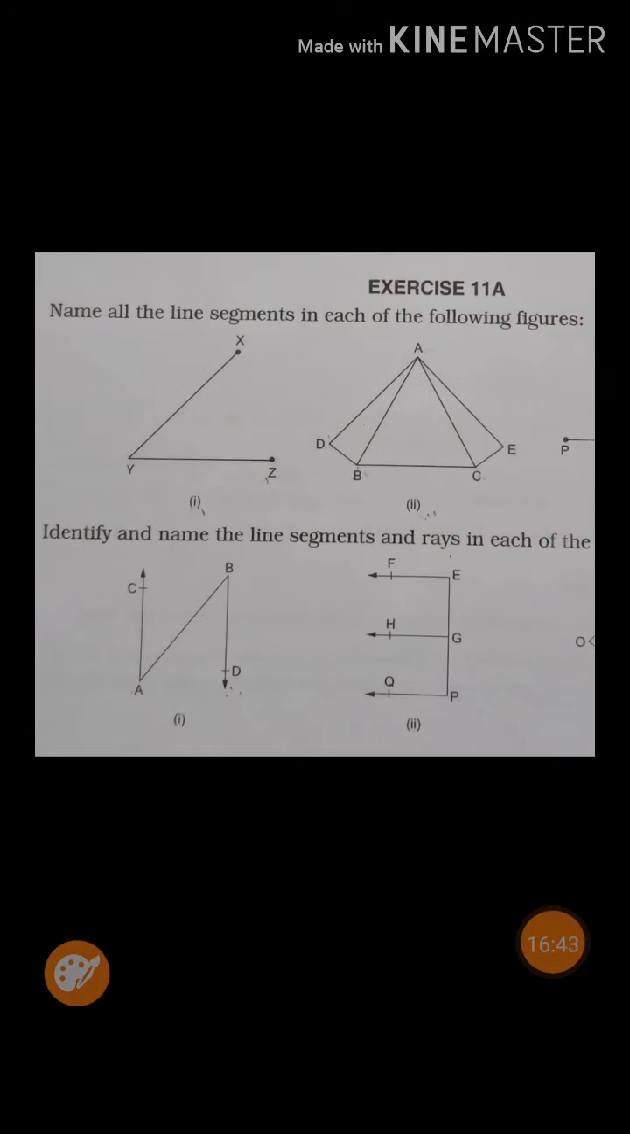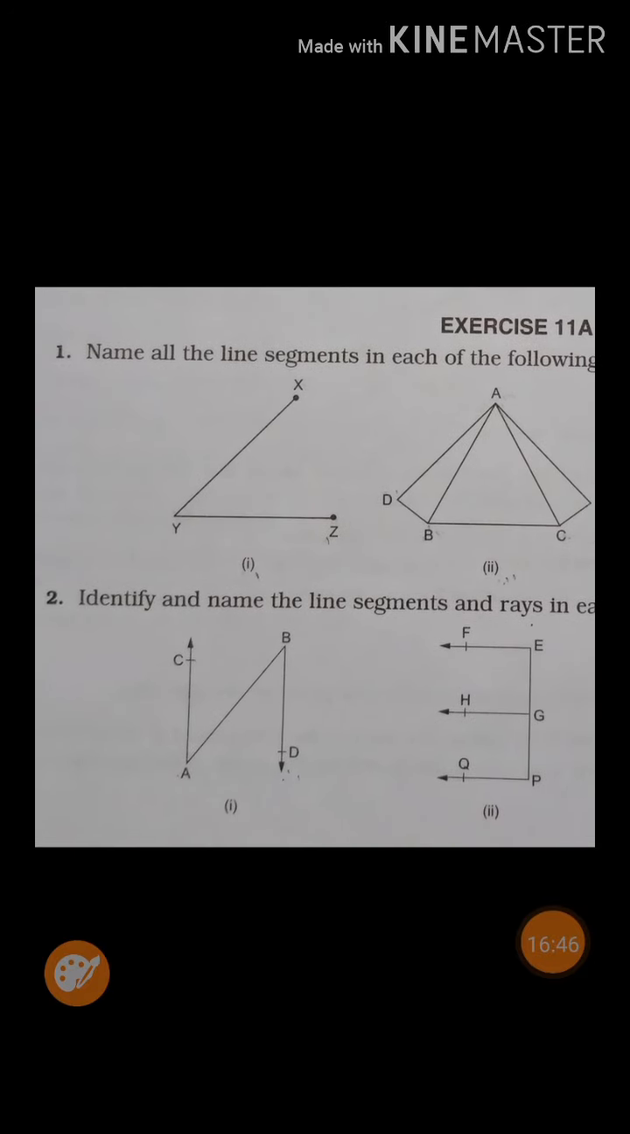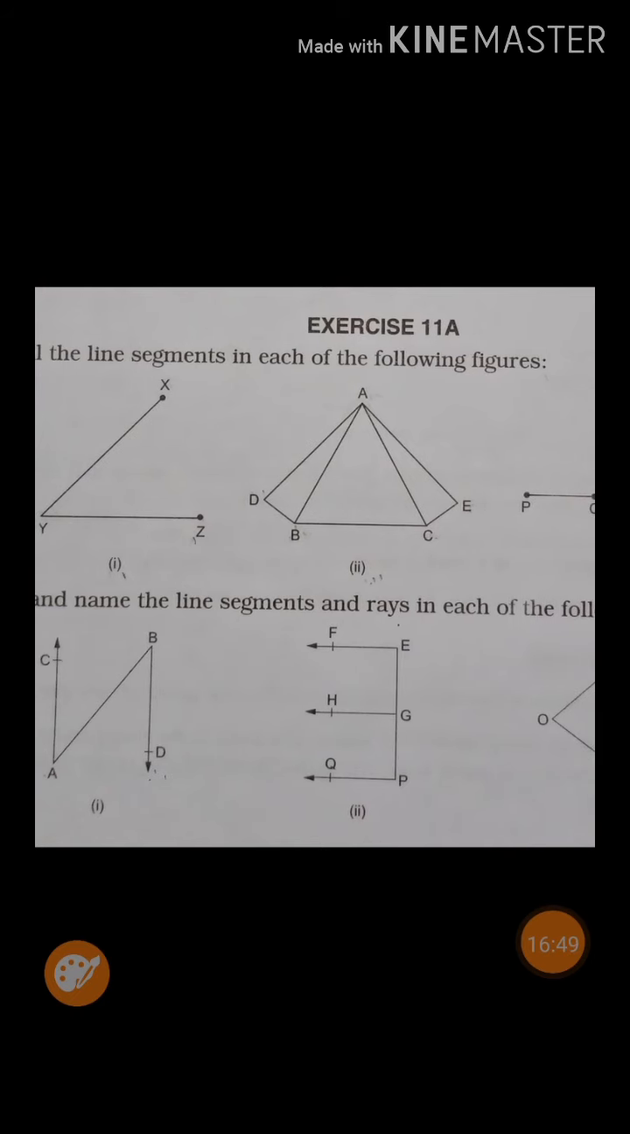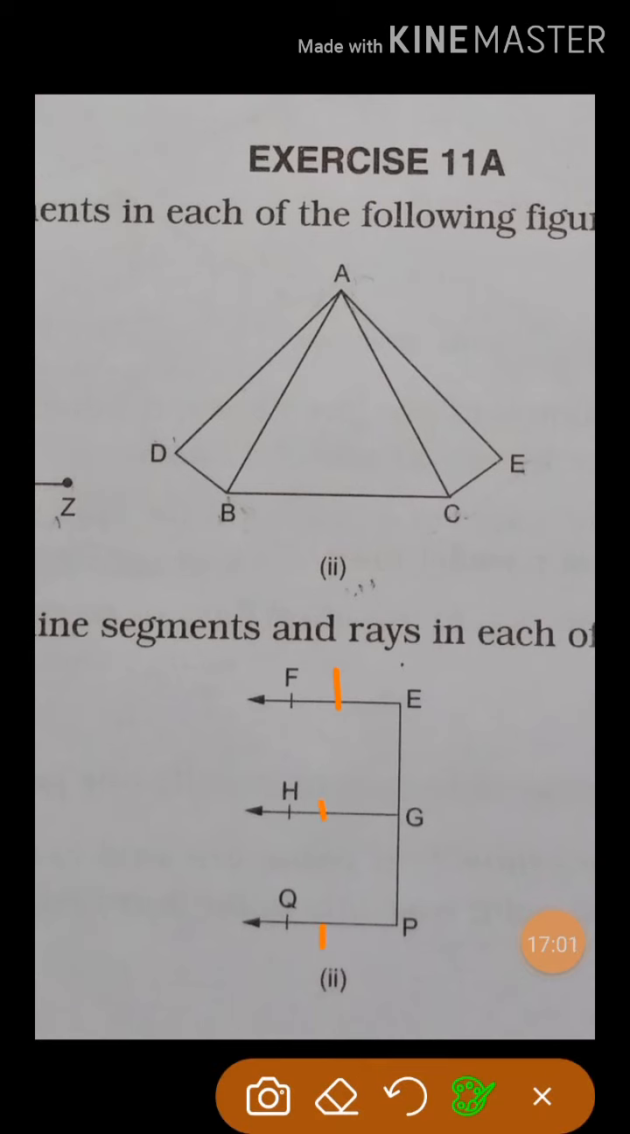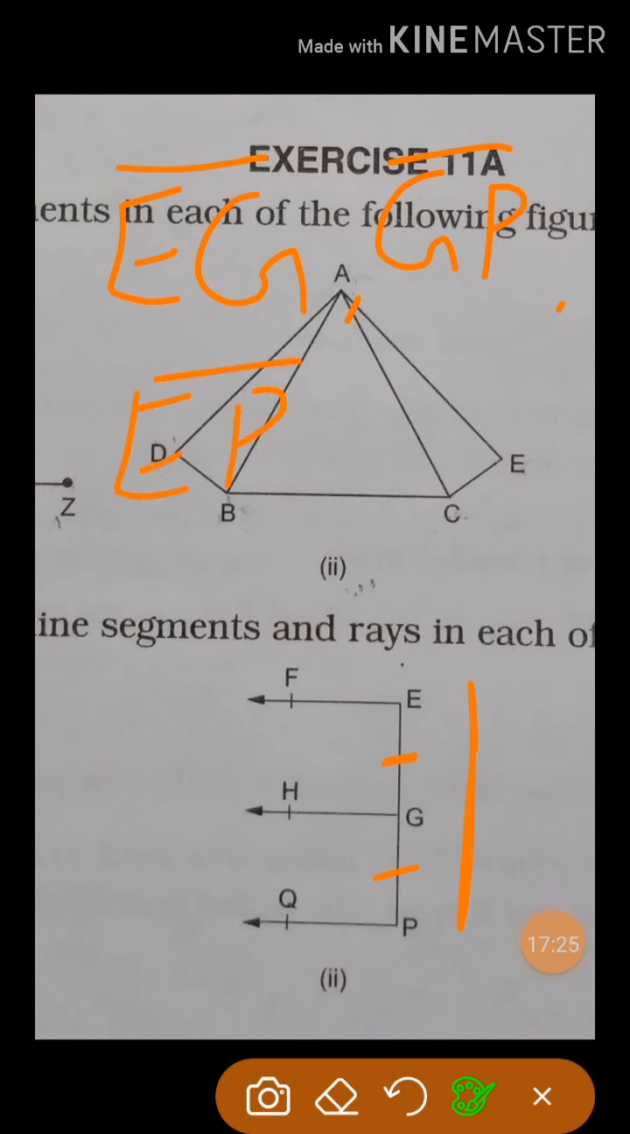Now come to question number 2. Identify and name the line segments and rays. I am doing the second one. Firstly we are writing the line segments. How many line segments are here? We can see these are the rays, so we are not taking them. Firstly we write EG. This is a line segment. Then GP, and EP is also a line segment. So we write EP. In this way there are 3 line segments.